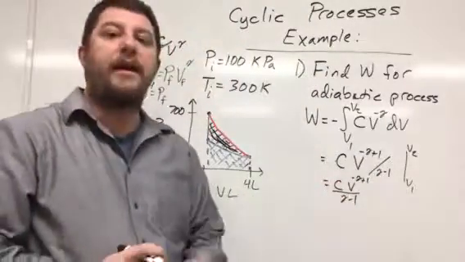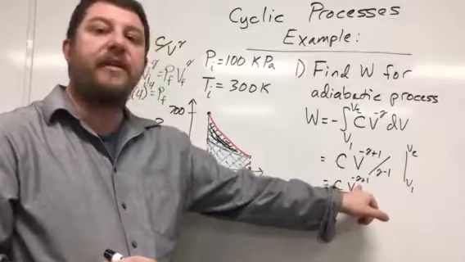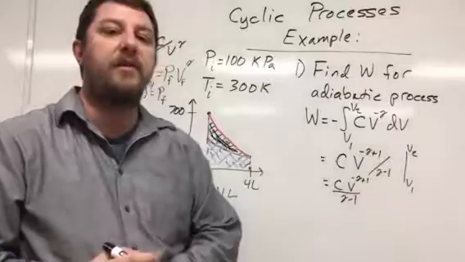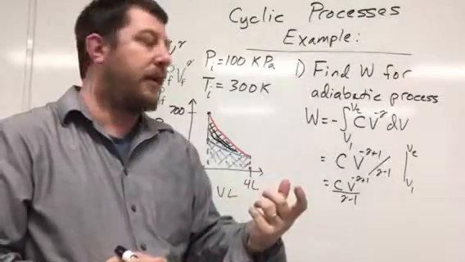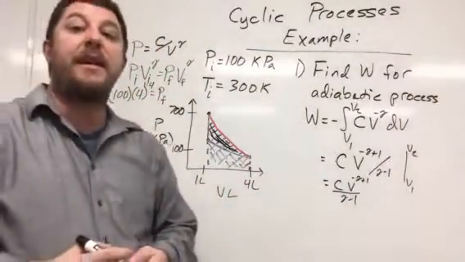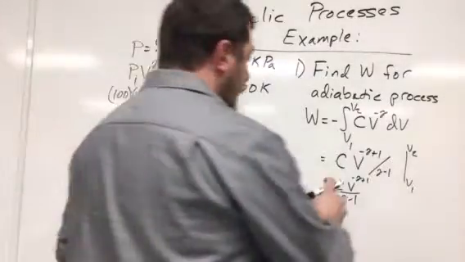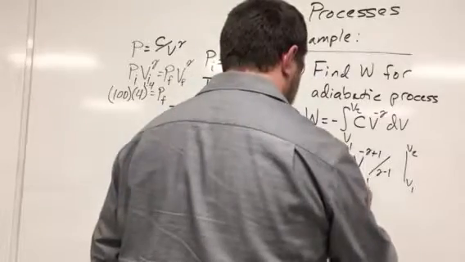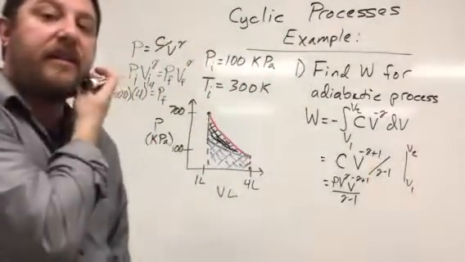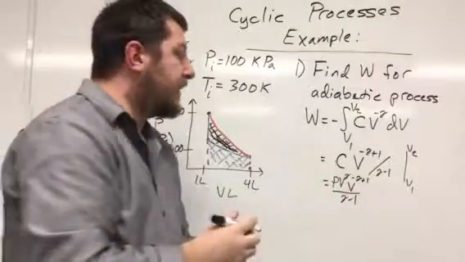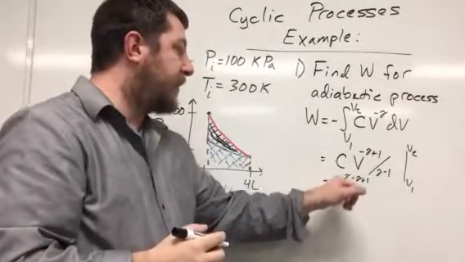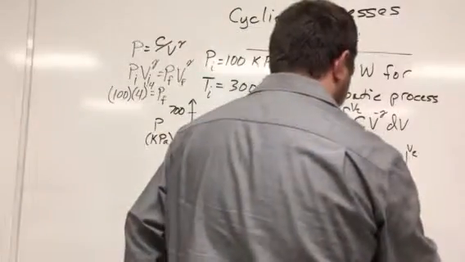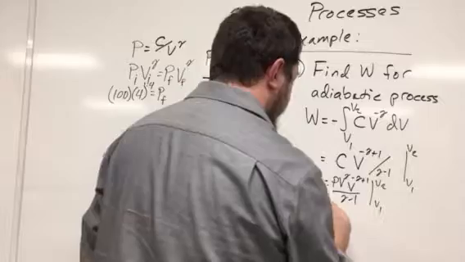And now I have to evaluate this between V1 and V2. So I'm going to be taking a difference, right? But remember that C equals PV to the gamma. So I can rewrite this as PV to the gamma times V to the negative gamma plus 1, evaluated between my two endpoints.